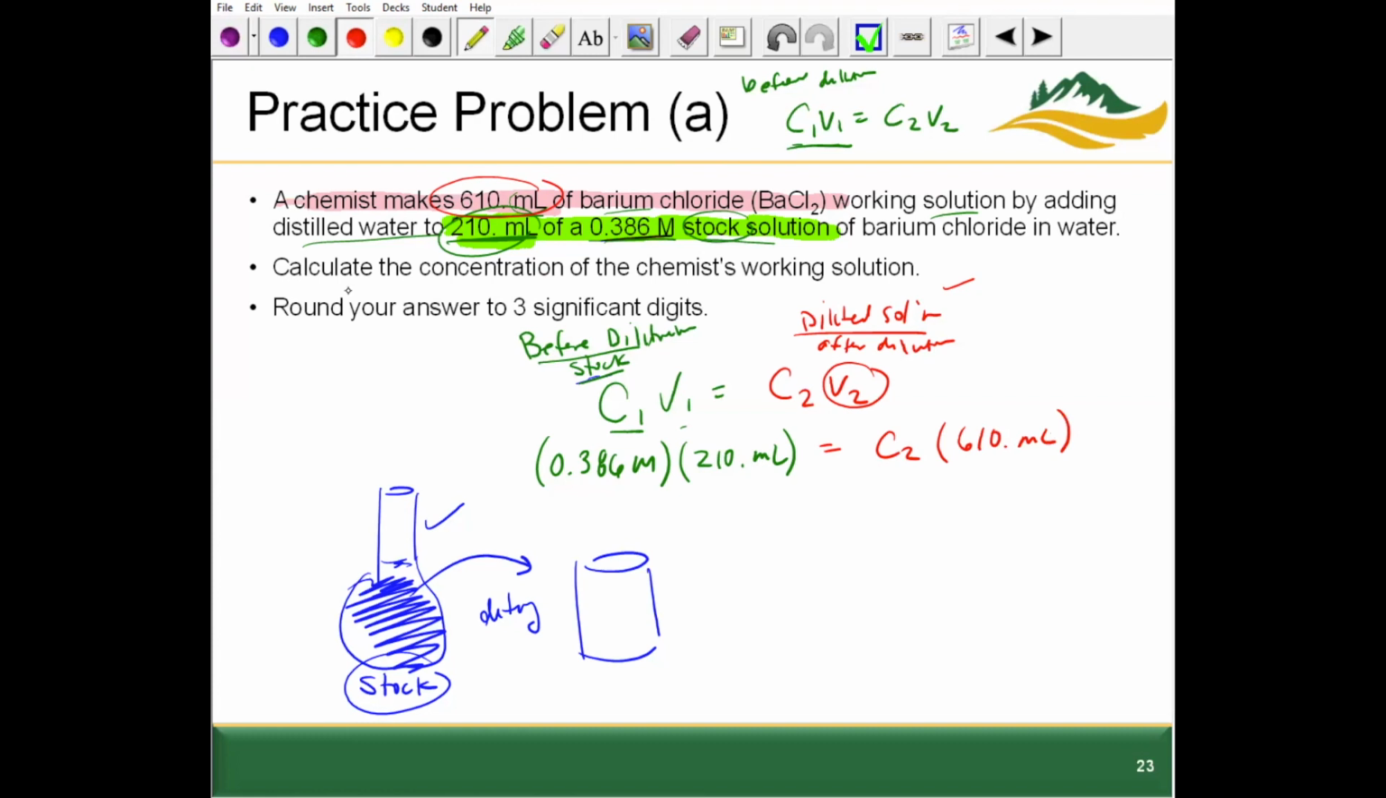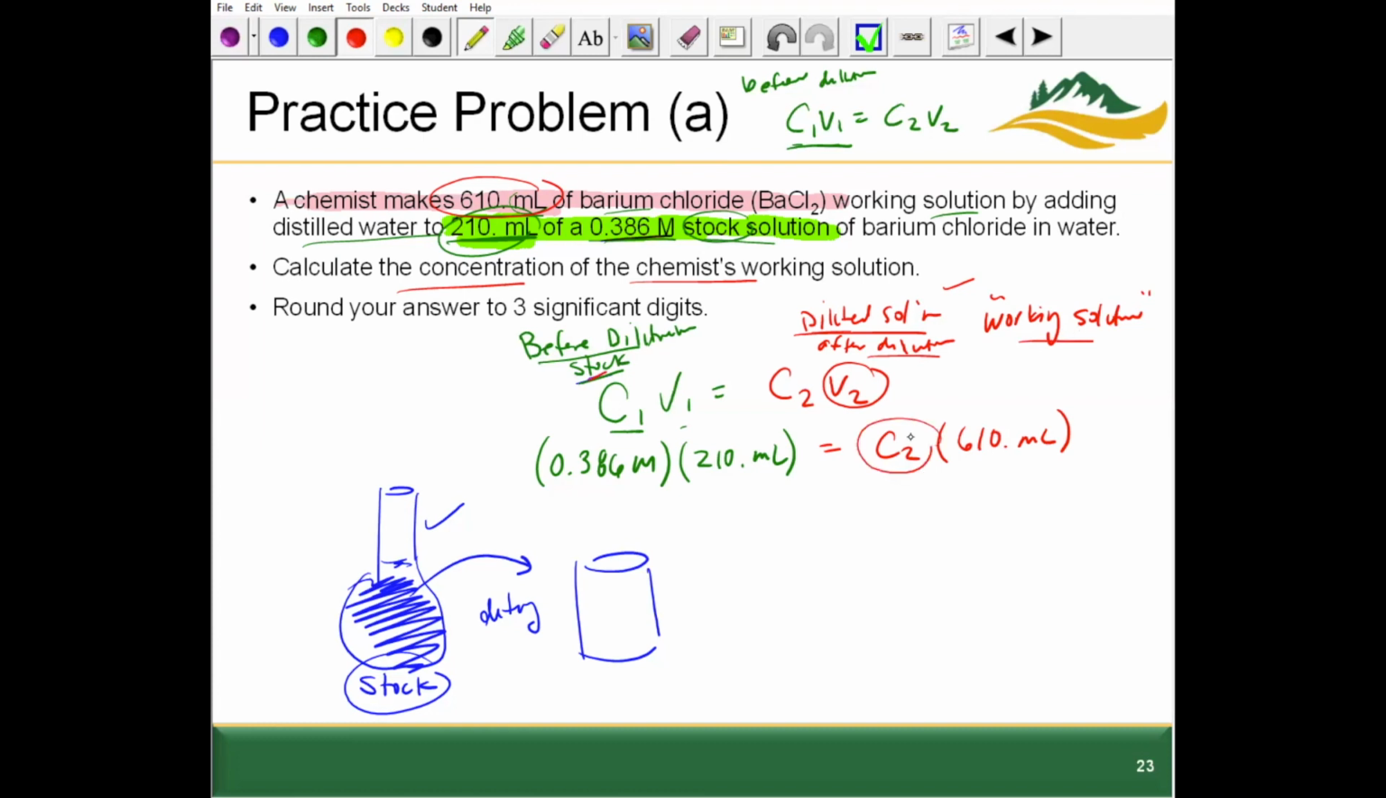Then we're asked to calculate the concentration of the chemist's working solution. Okay, so diluted solution after dilution. In this case, we're calling it our working solution. So we go from a stock solution to a working solution, and we'll solve for this.